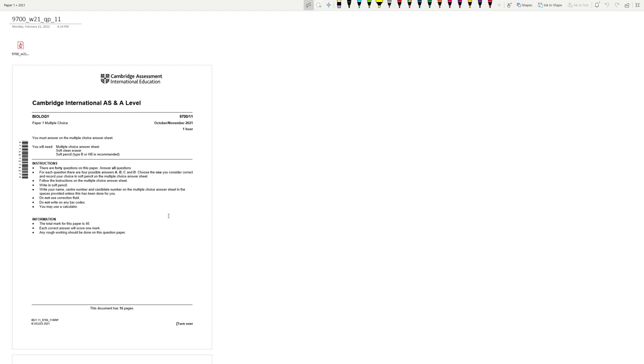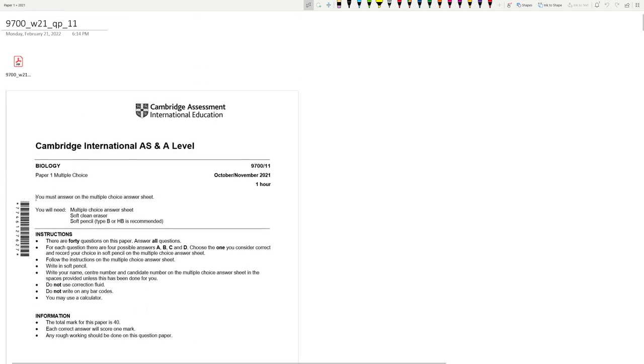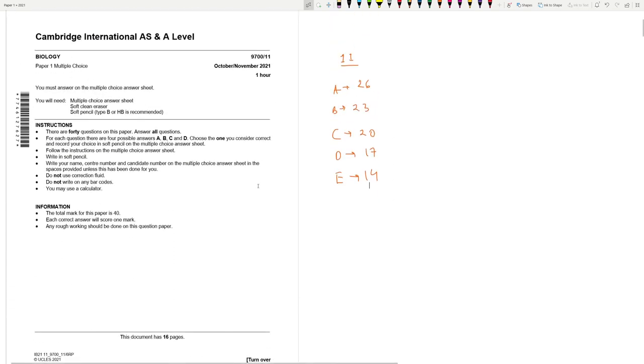Hello, we're going to solve this biology paper today. This is October, November 2021, 9700, paper 1-1. Let's look at the threshold. For paper 1-1, A was at 26, B was at 23, C was at 20, D was at 17, and E was at 14. Let's start.